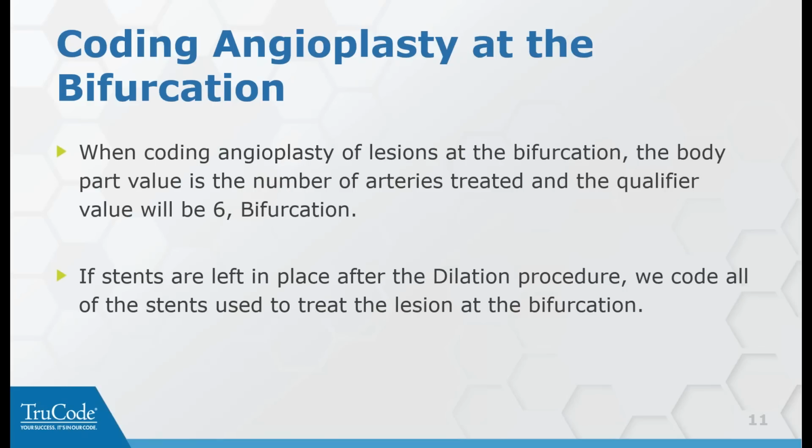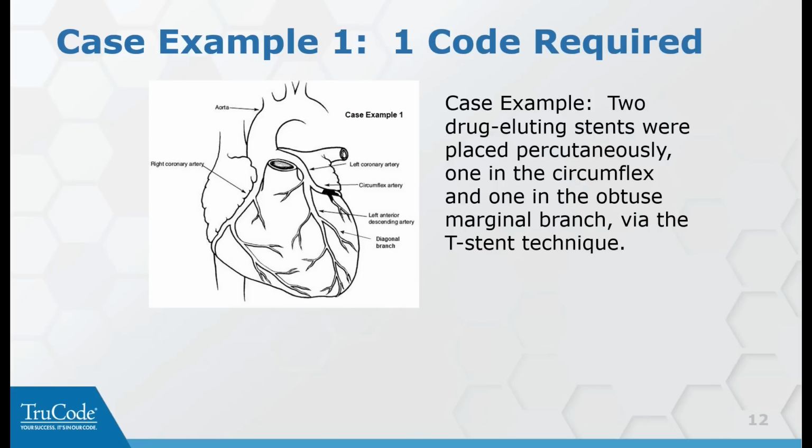All right, example number 1. And I have the art for us so that you can see what the bifurcation looks like as we're starting to code it. Case example 1 says 2 drug-eluting stents were placed percutaneously, 1 in the circumflex and 1 in the obtuse marginal branch via the T-stent technique. Now, I get questions on this one that coders say to me, I don't know if that's the bifurcation or not. Well, you need to look at the artwork. You need to look to see.